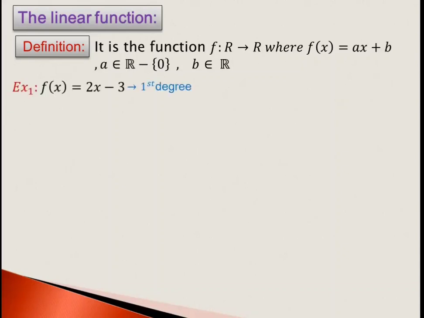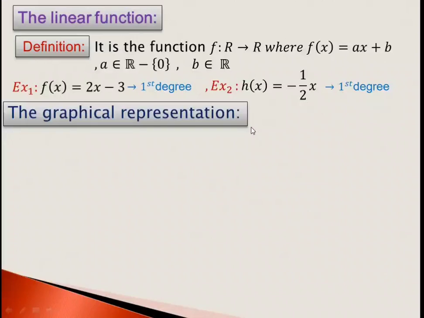Example, f of x equals 2x minus 3. This function is of first degree, and any polynomial function of first degree represents a linear function. The highest power of the variable x here is 1. That means this function is of first degree and it is called a linear function. So the linear function is a polynomial function of first degree.